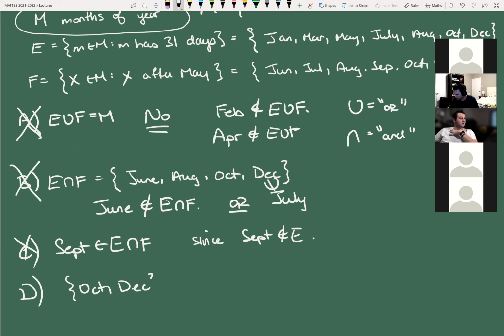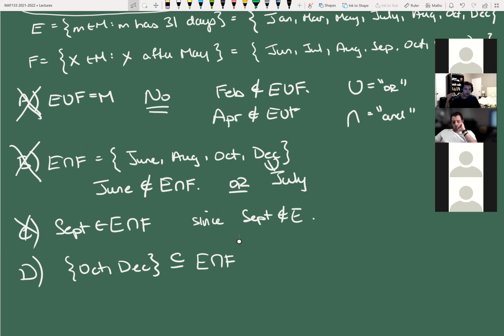So we say October, December. Now, is everyone okay with this symbol? Right? What does that symbol mean? It means subset, right? And when we check subset, all we do is we say, is everything on the left inside of the thing on the right? It doesn't need to be equal. It just needs to be in there, right?